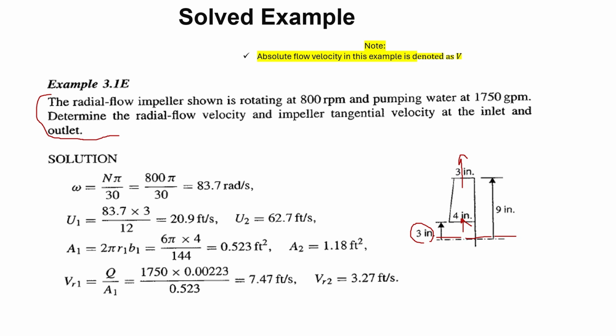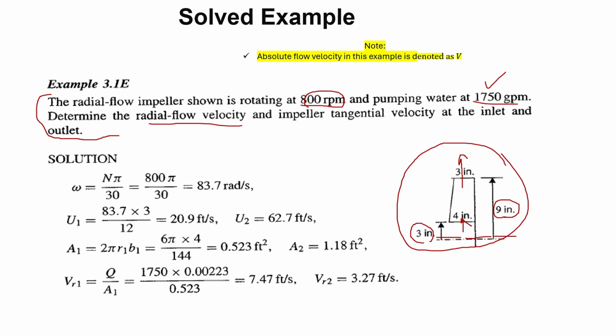And we have the flow leaving the rotor at a radial distance of 9 inch. And it's telling you that the speed, the revolutions per minute for this rotor, is 800, and it is pumping water at this many gallons per minute. It's asking you to determine the radial flow velocity.